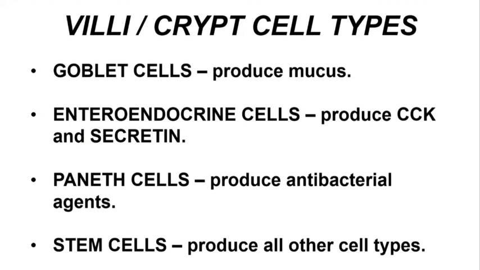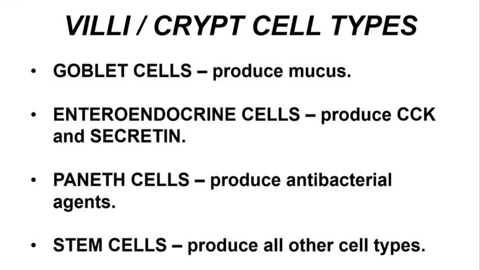There are several types of cells that are located within the intestinal crypts. The goblet cells produce mucus. The enteroendocrine cells produce cholecystokinin or CCK and secretin. We see that an increase in the release of both CCK and secretin increases the amount of pancreatic juice that is secreted from the pancreas, as well as the amount of bile that's released from the gallbladder.